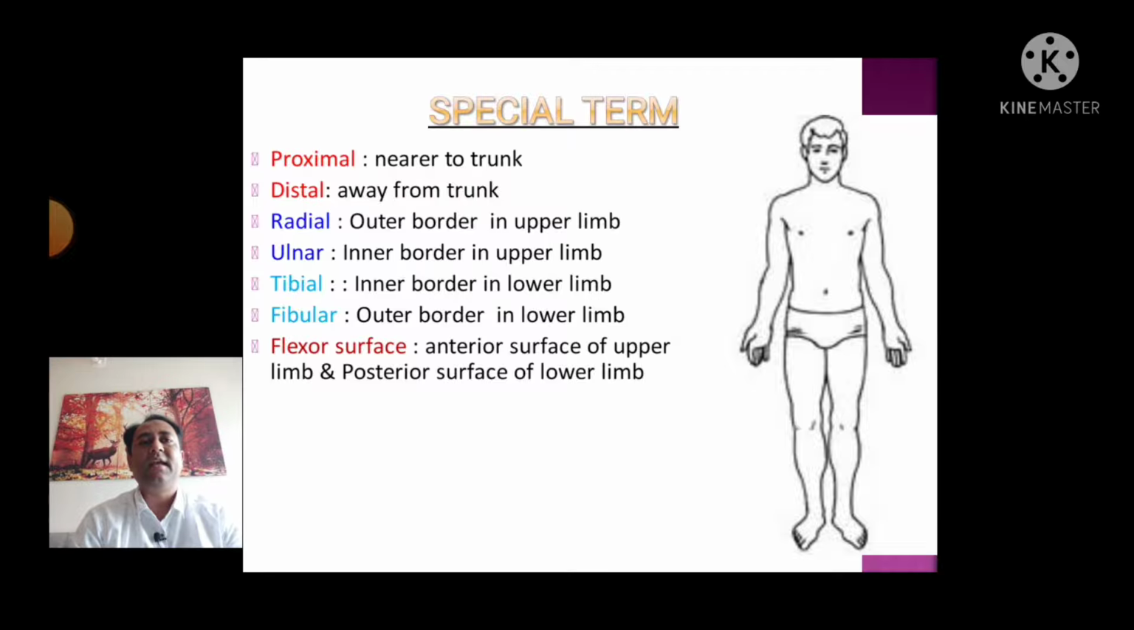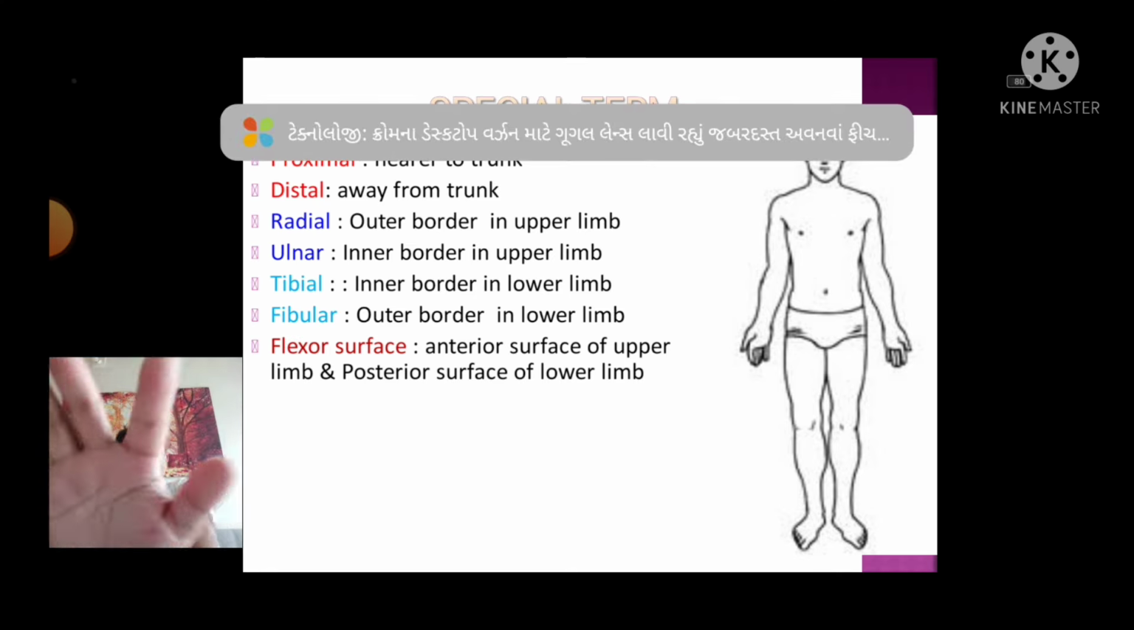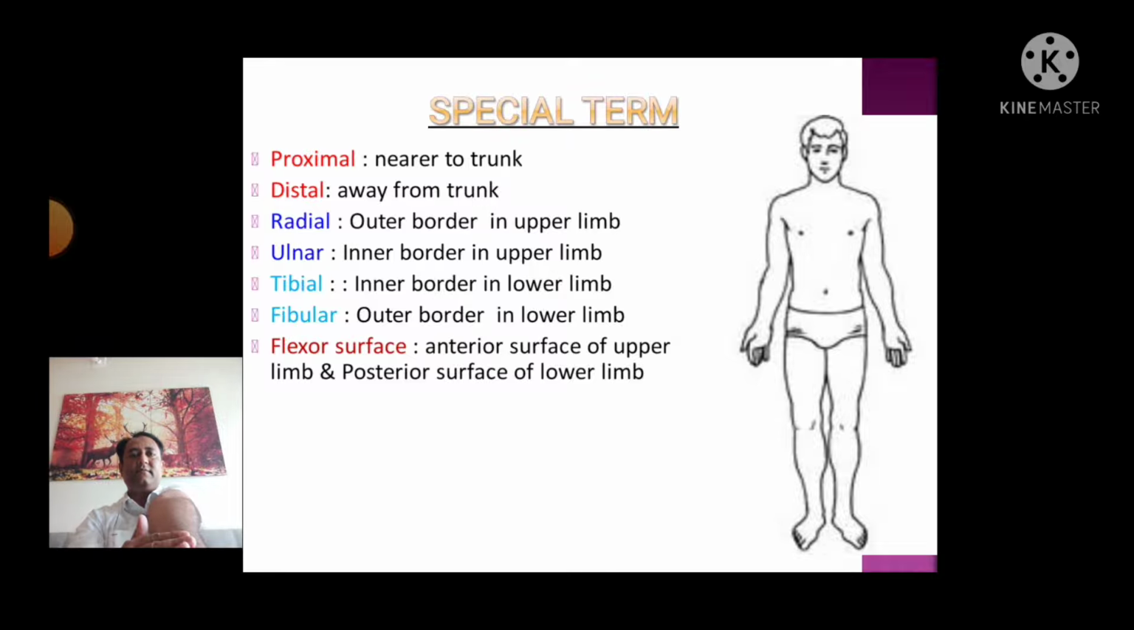Flexor surface: the anterior surface of the upper limb and the posterior surface of the lower limb. See, from the picture you can see this is the anatomical position, right? In the anatomical position, the front part of the upper limb, we should not say front, what should we say? Anterior. So this part of the body in this position you can call the anterior surface in the upper limb. Same way, the posterior surface of the lower limb, they are called the flexor surface.